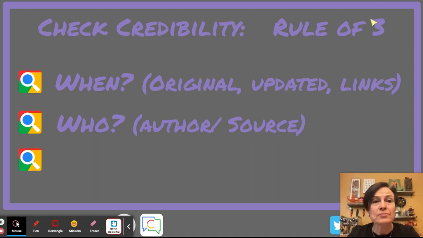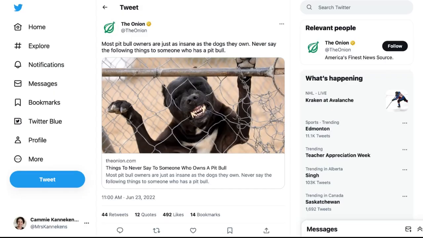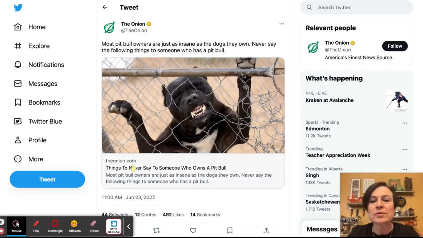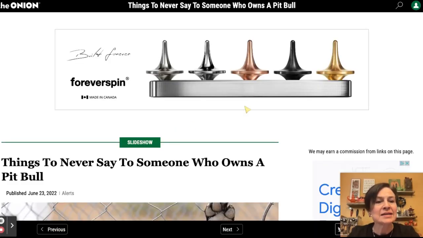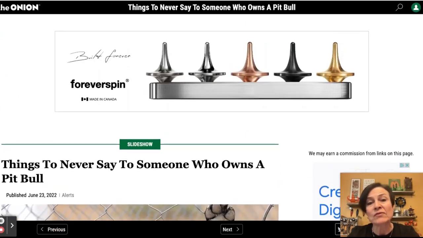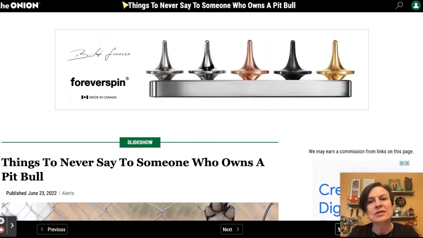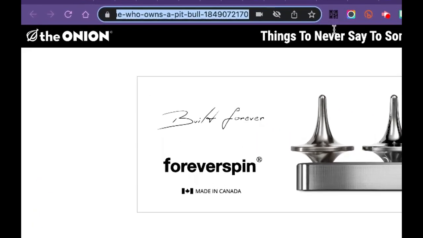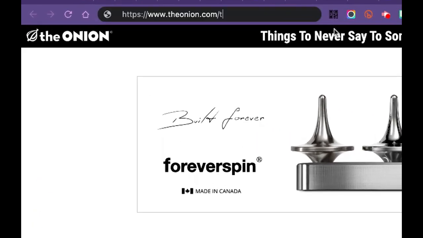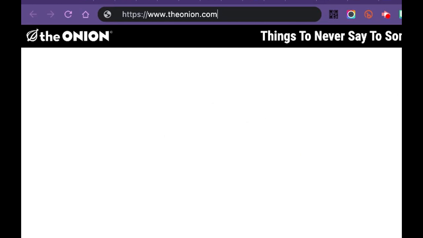A neat trick for checking out the source of a news source or even a website source is to go to Wikipedia. So I'm going to come on here to Twitter. I have this article about a pit bull, and it says it's from a source called The Onion, and it loads the Onion site here. Now, I can see right away that it has quite a few advertisements on it, so that's always something to wonder about if it's a credible site. So what I'm going to do is come up to this URL bar and delete everything past the original stem, including the slash.